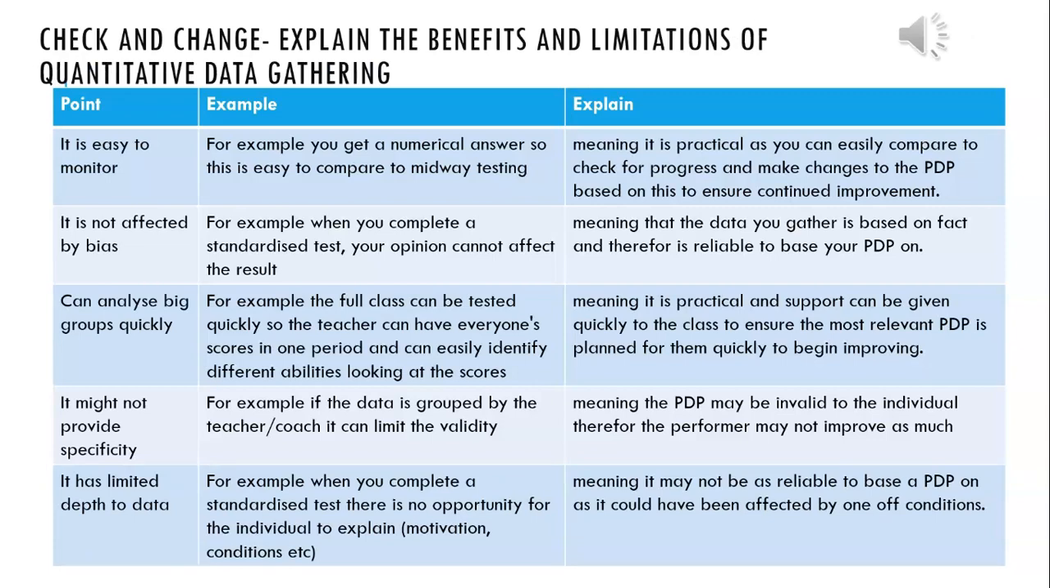So number 1 is it's easier to monitor. Number 2, it is not affected by bias. Number 3 is can analyse big groups quickly. Number 4 is it might not provide specificity. Number 5 is it has limited depth to data, and you should have taken the time to read the full explain answers for those so you can get a full picture of what's the example of that and what's the explanation for that being a good or a bad thing there.